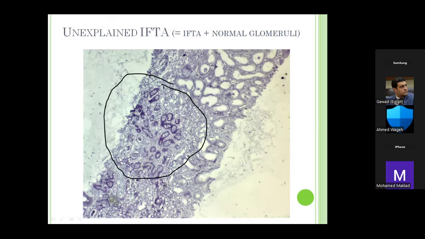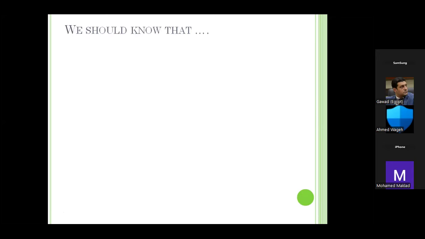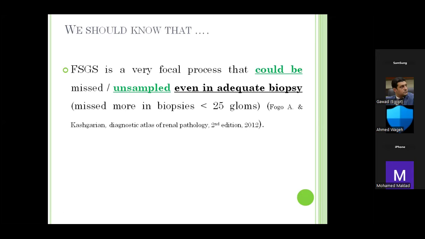So this is an unexplained interstitial fibrosis and tubular atrophy, which will raise the suspicion for the presence of an unsampled focal segmental glomerulosclerosis. We should know that focal segmental glomerulosclerosis is a very focal process that could be missed or unsampled even in adequate biopsies, and is missed more in biopsies that include less than 25 glomeruli.